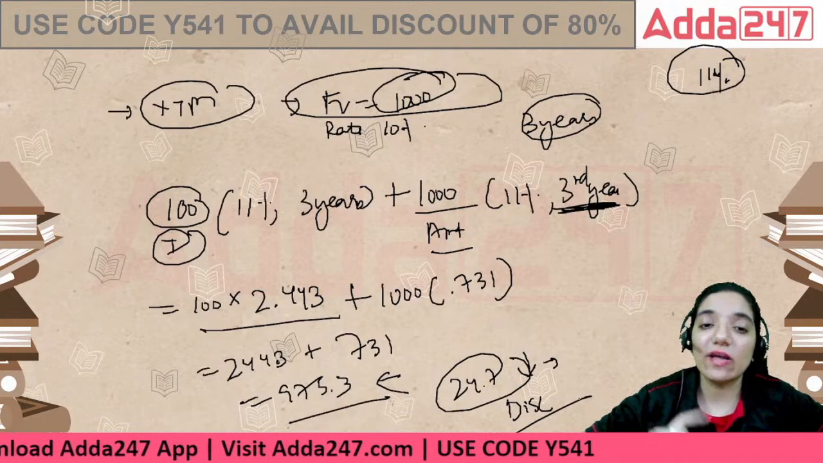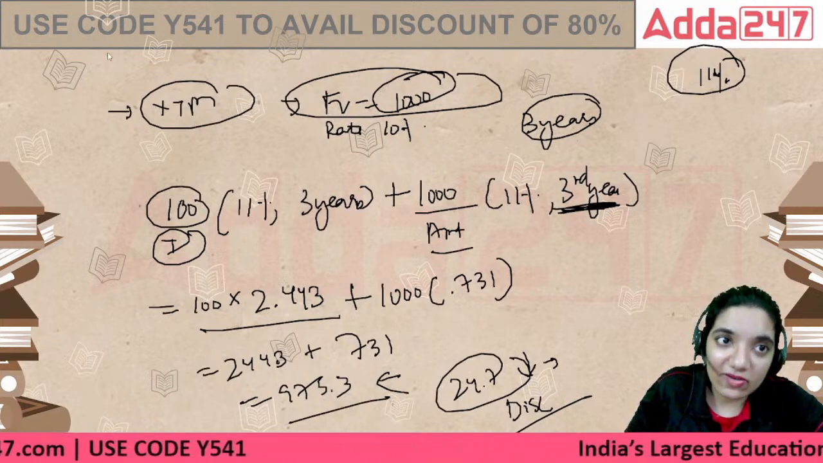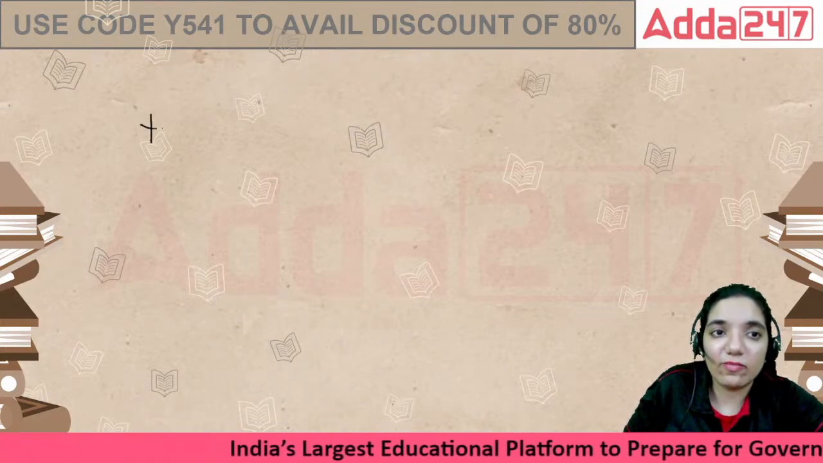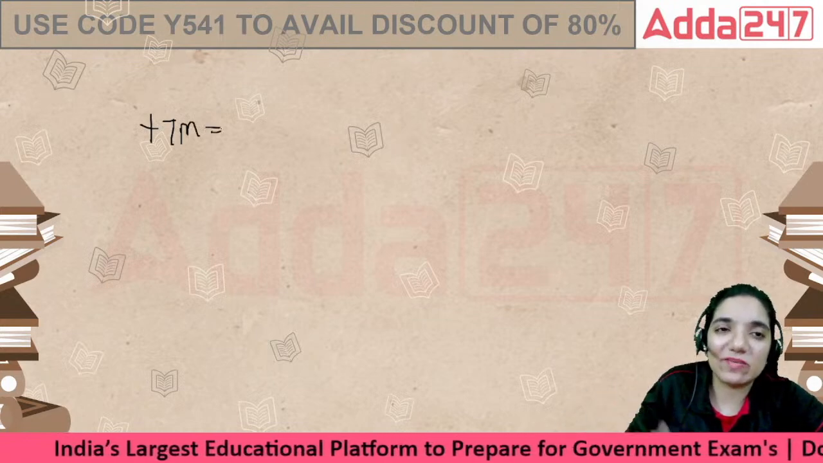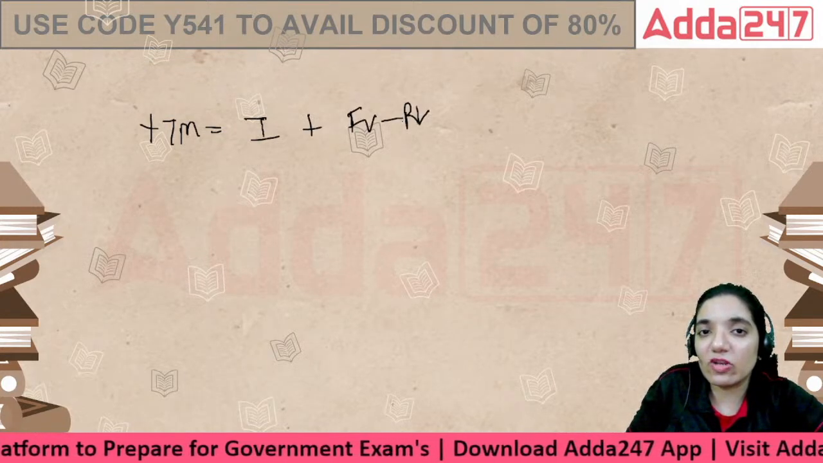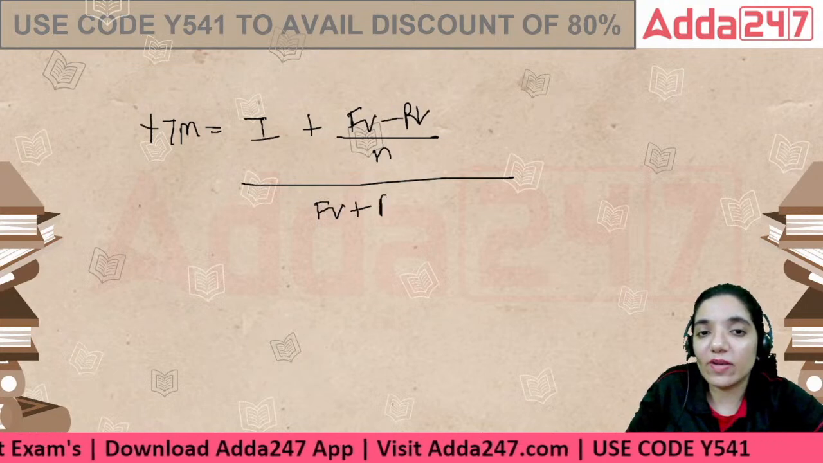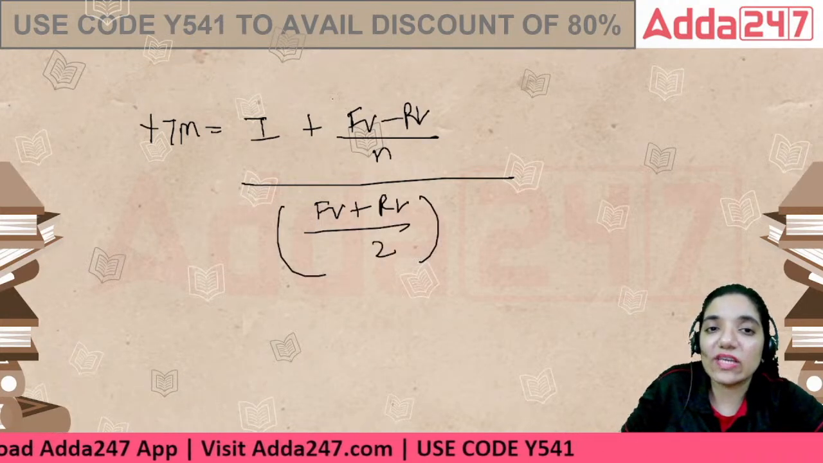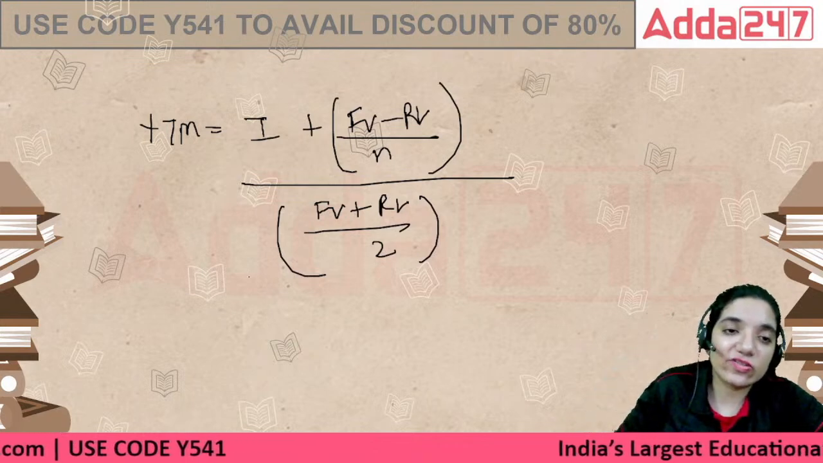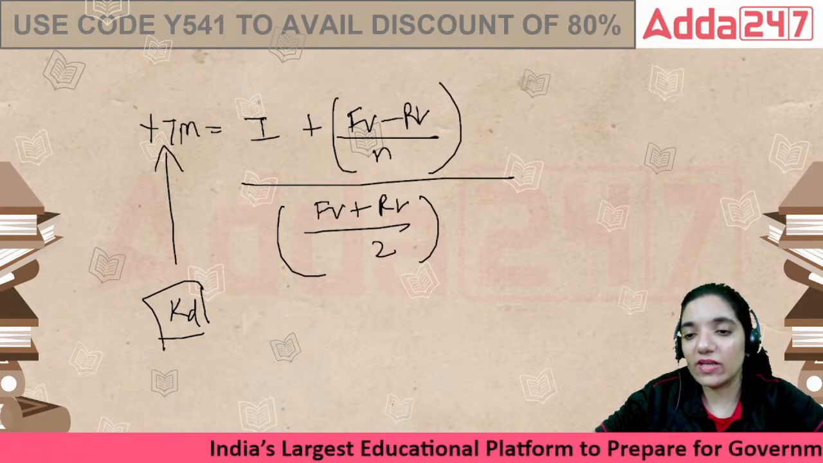This is one of the concepts that you should remember for your examination, and sometimes in the question they will not even give you the YTM. You will have to calculate the YTM. The approximate method for calculation of YTM would be: your interest rate plus face value minus redemption value divided by the life of that particular bond, all divided by the average of face value plus redemption value divided by 2. This is also called the cost of debt, KD, or this is how you calculate your YTM if the YTM is not given in the question at all.